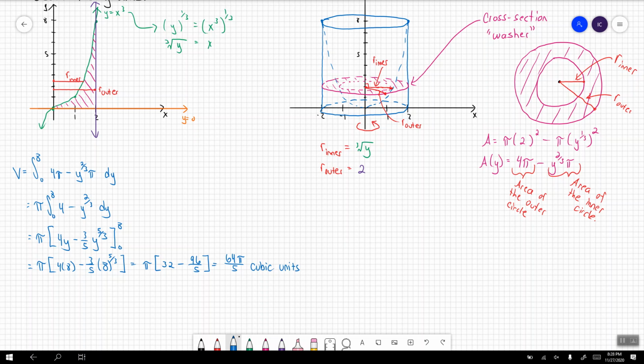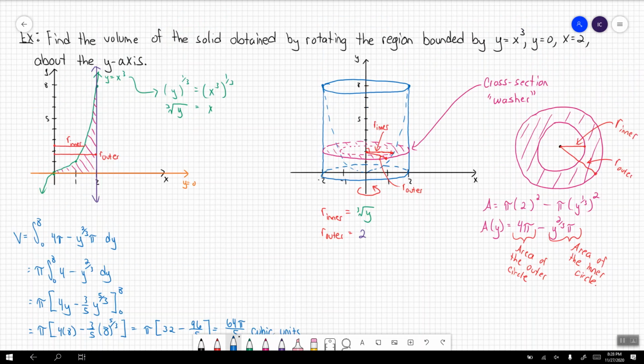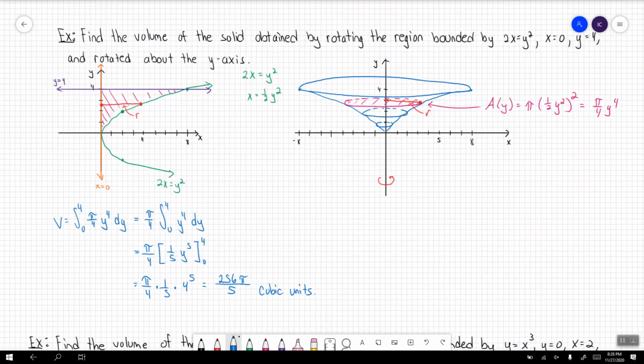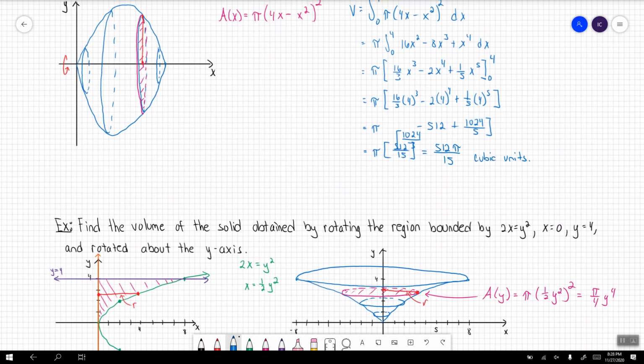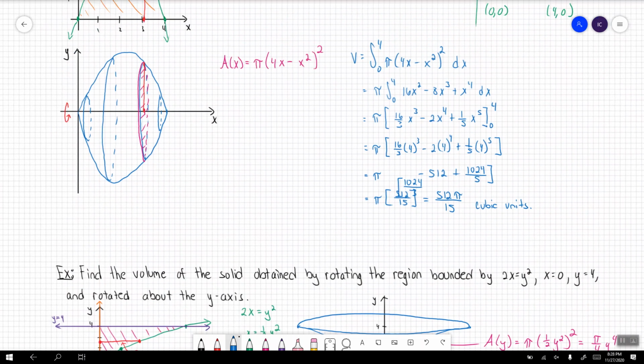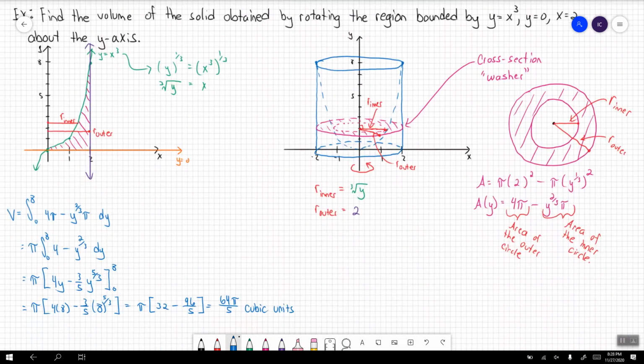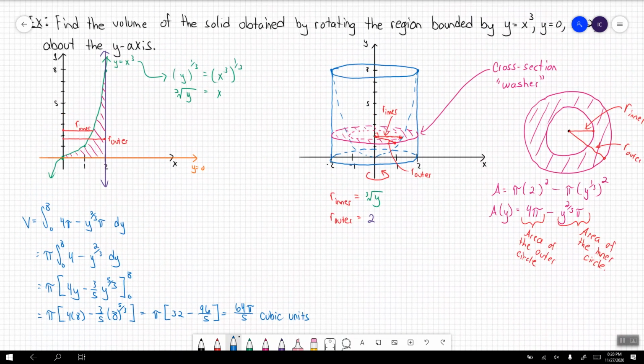So this particular method is known as your washer method, whereas the previous two methods were known as your disk method, simply because the area of the cross section is making a disk. And in this particular instance for this problem, the area that was being made was a washer. So again, these two methods are known as the disk and the washer method for finding volumes.